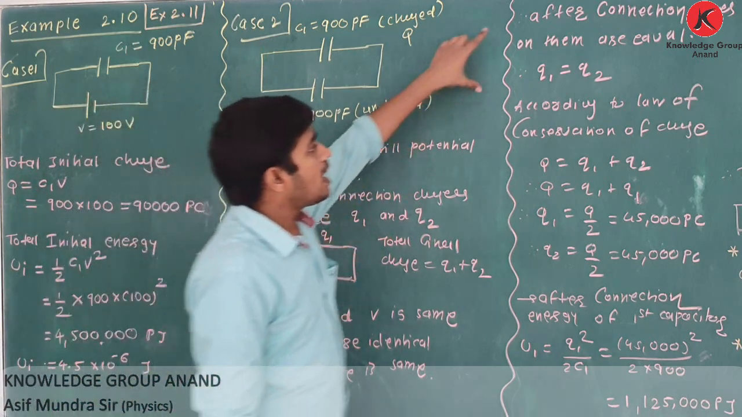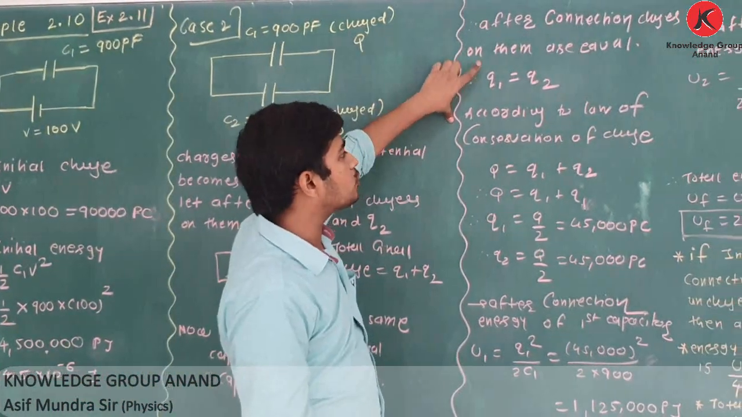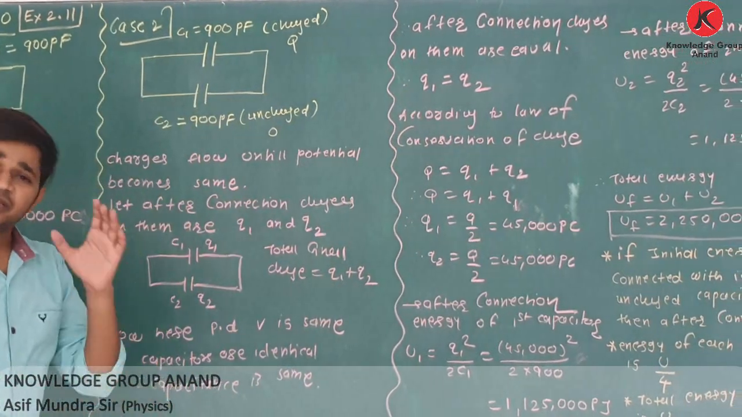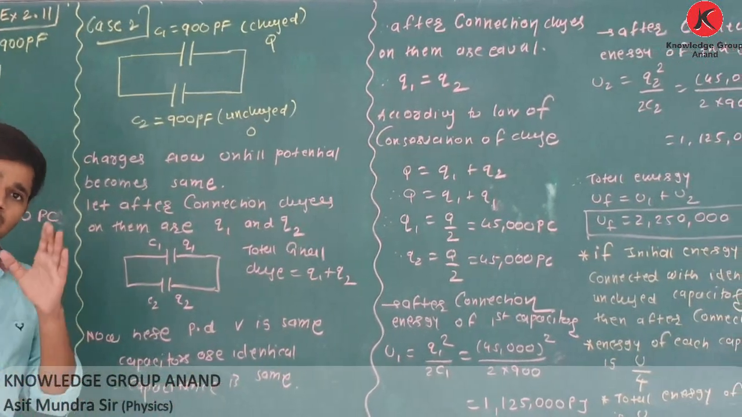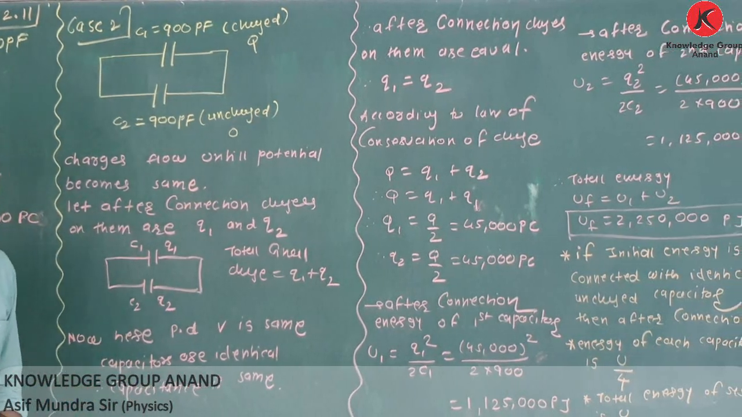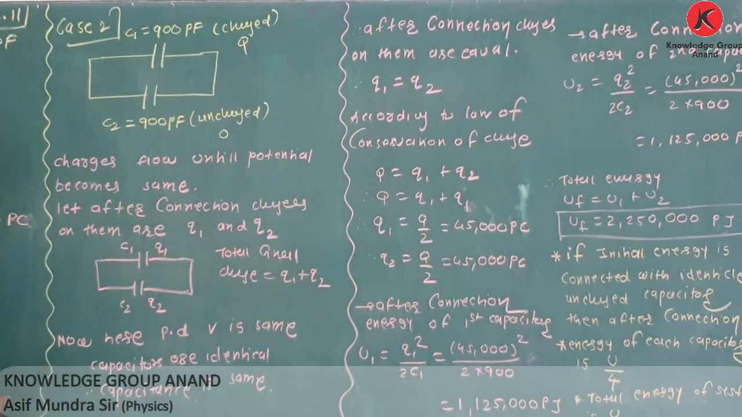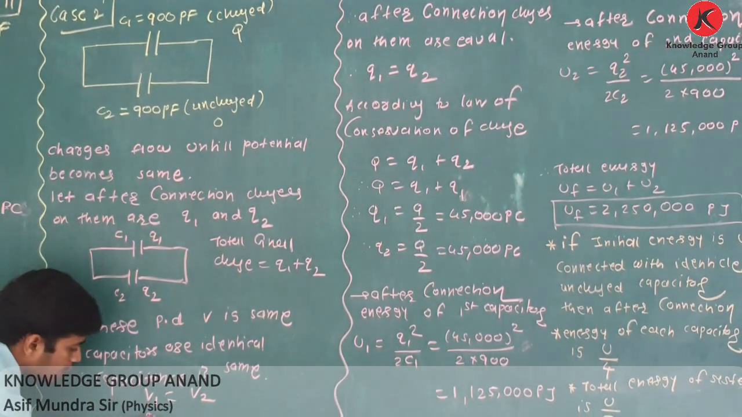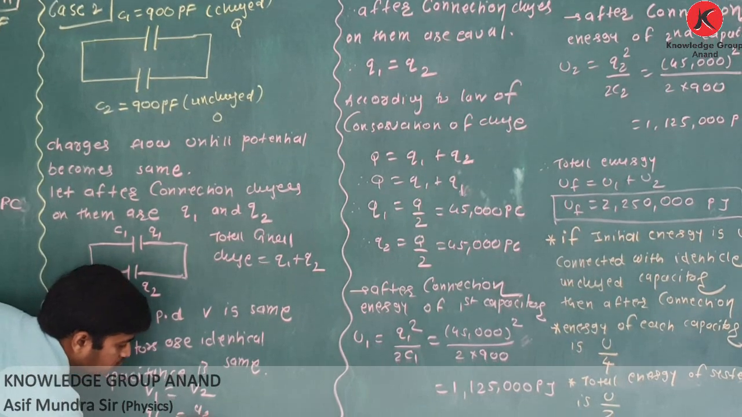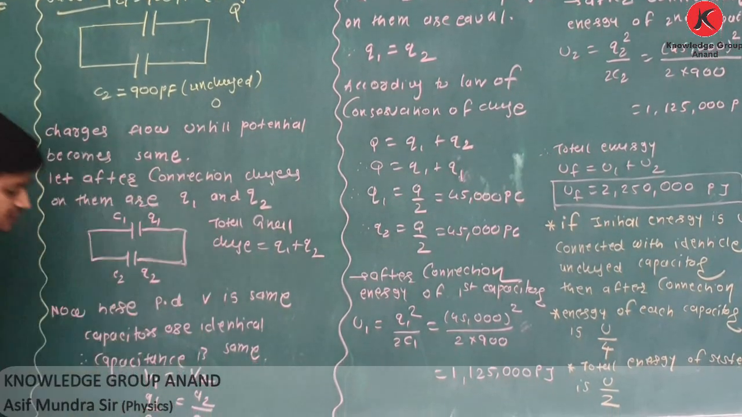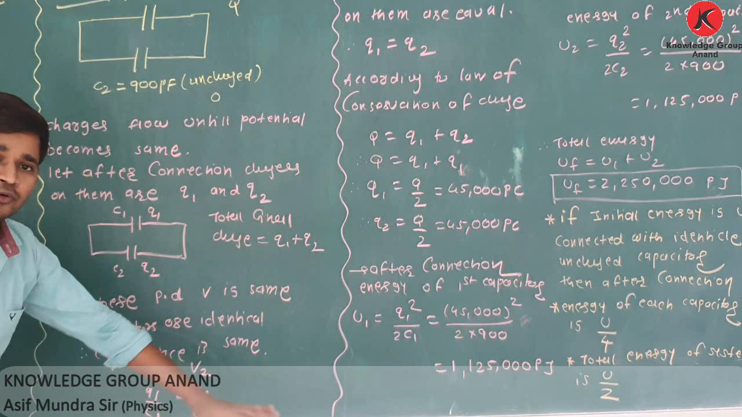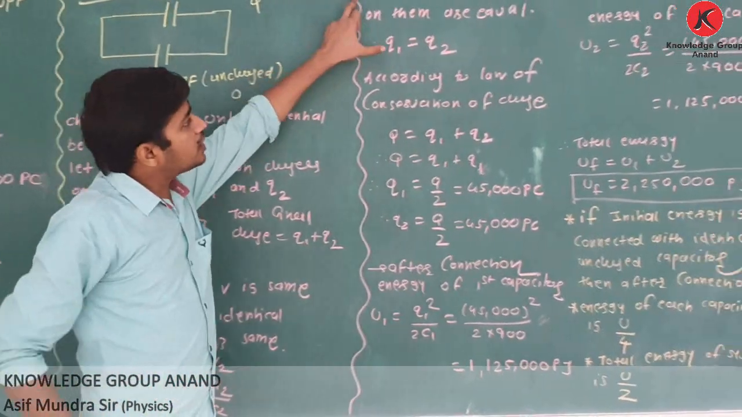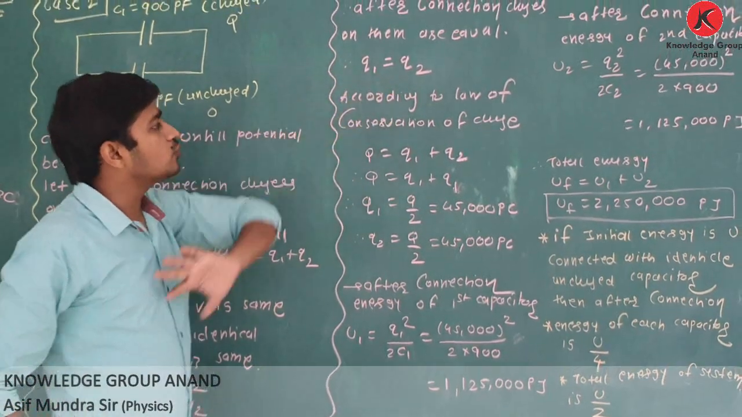See how to write. After connection, the charges on them are equal, that is Q1 is equal to Q2. Why? Because the capacitances are the same and the potential is also the same. If you write V1 is equal to V2, then Q1 upon C1 is equal to Q2 upon C2. C1 and C2 cancel out, then Q1 is equal to Q2, which means the charges on them after connection are equal.